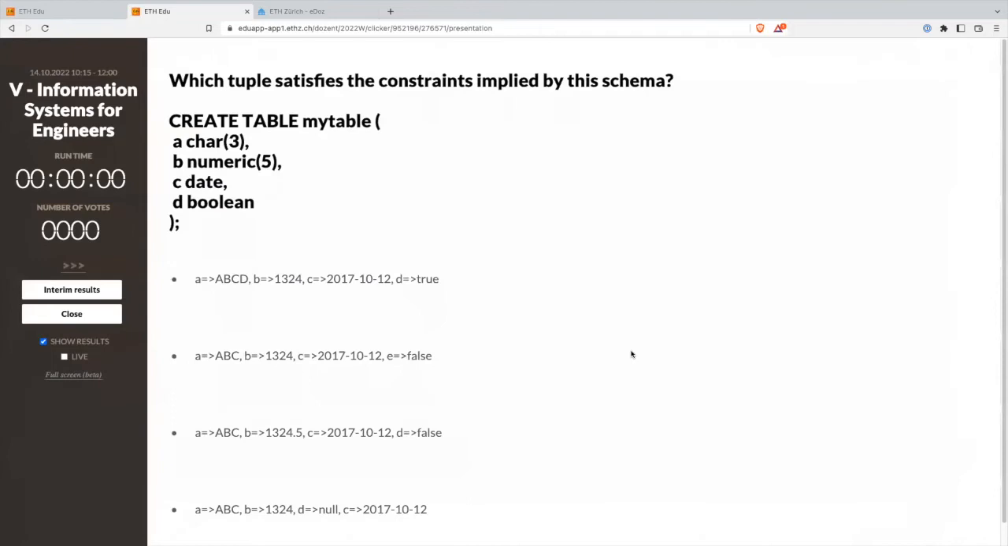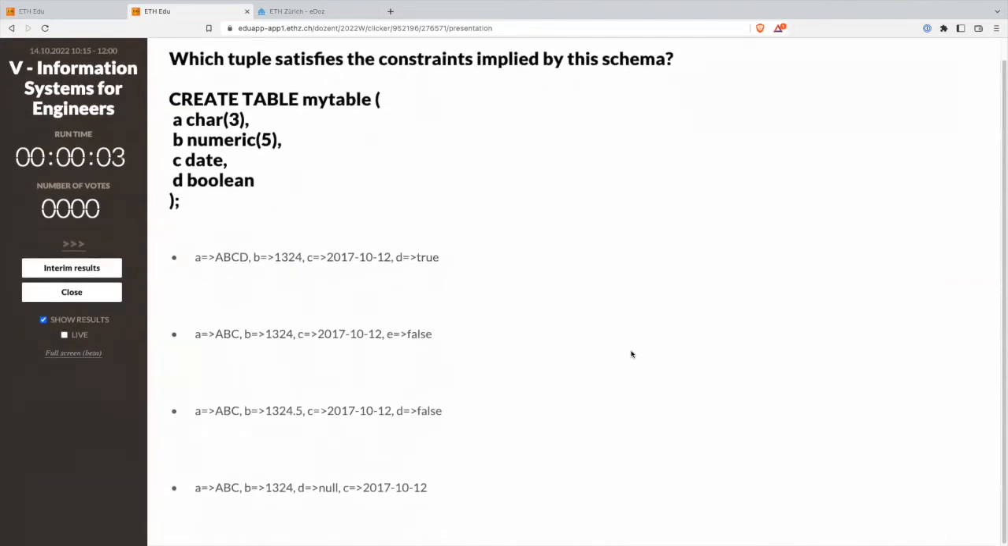This is the question. Which tuple satisfies the constraints implied by this schema? Create table my table, A char 3, B numeric 5, C date, D Boolean. These are 4 tuples, and there's one of them that satisfies the constraints. Note that when I say satisfies the constraints, I mean it is in the relational database, because it might be that some of them you could insert, but then they would be modified to fit, right? Here, I really ask what should really be in the database satisfying the constraints.